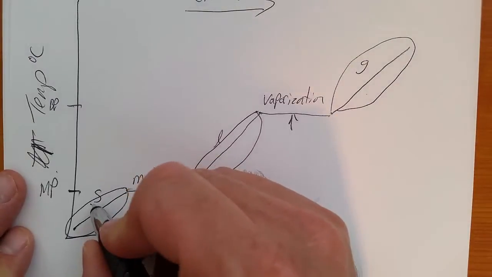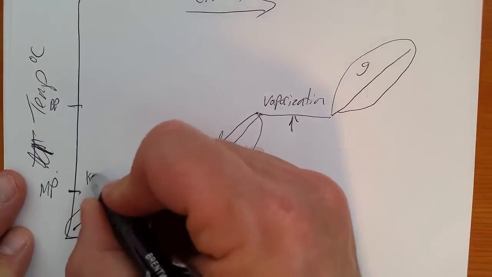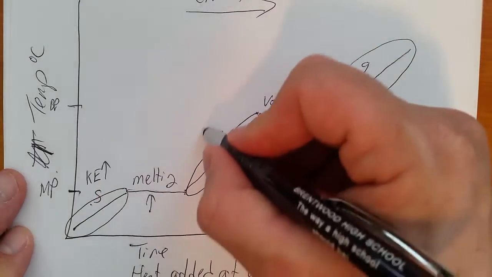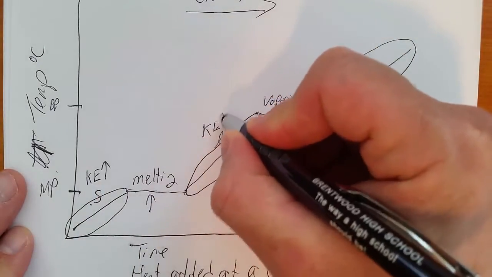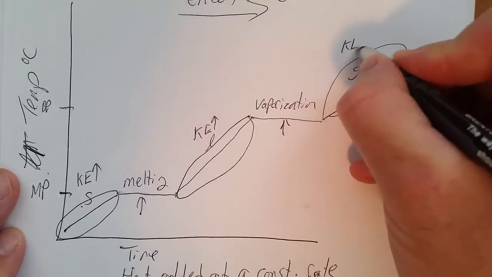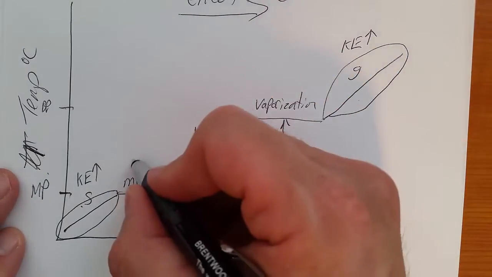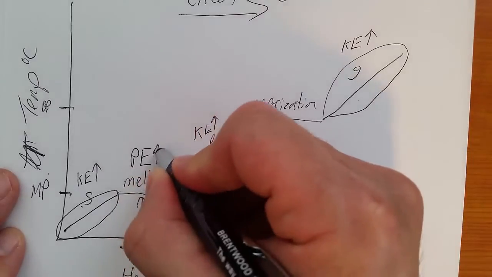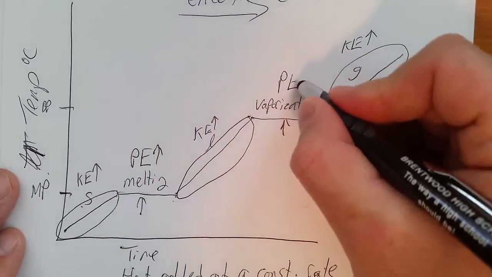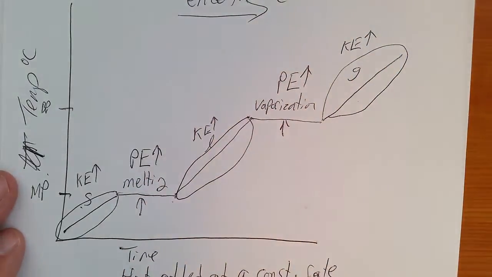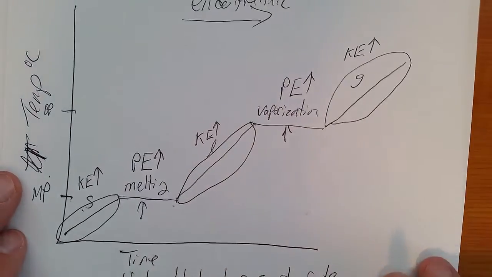So while it's a solid, liquid, and a gas, the kinetic energy is increasing. While it's melting and vaporizing, the potential energy is increasing.